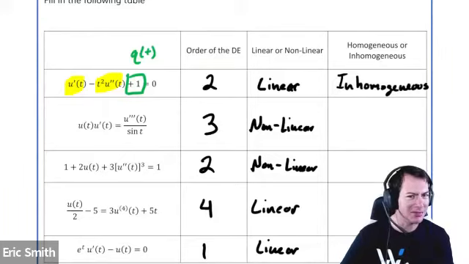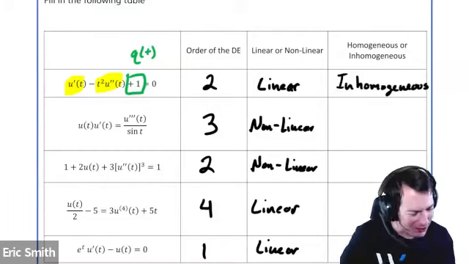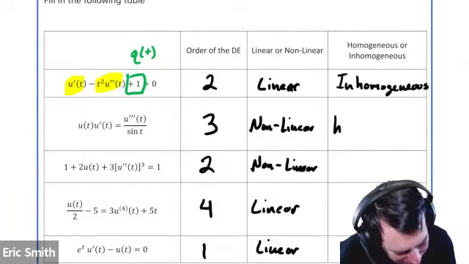You guys are on your game today, I can tell. So yes, you are correct. This is homogeneous.